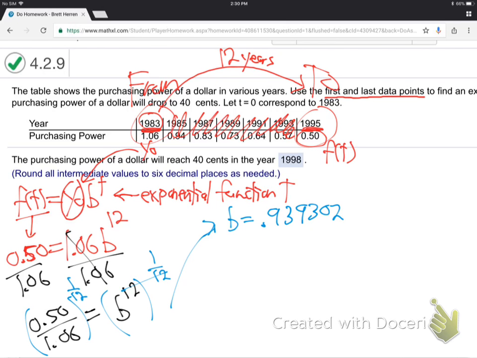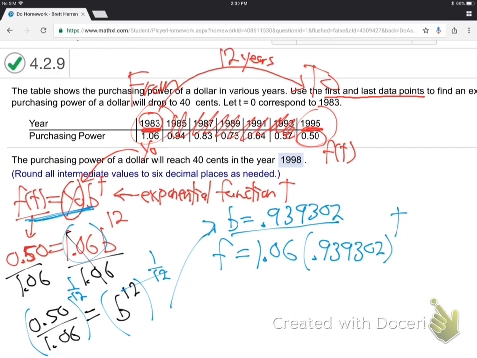Now, let's go back to this function. This is y0, which doesn't change. It's still 1.06. b, which is 0.939302, to the t power. Is that confusing? That's exactly what I did in the last one. Once you get your hands on b, put it back in the original function. Does everybody see that?